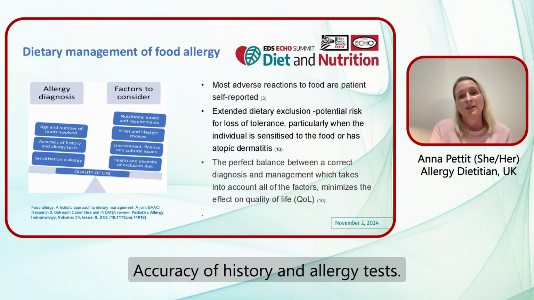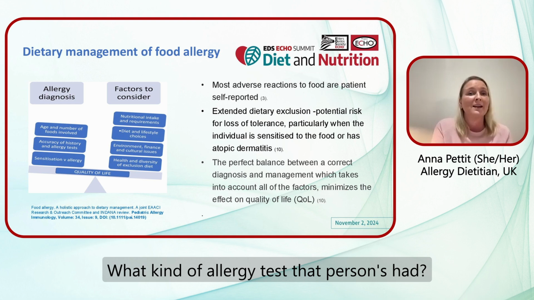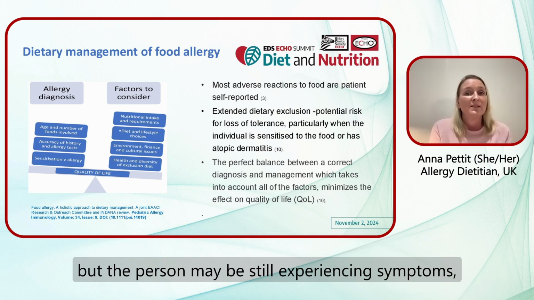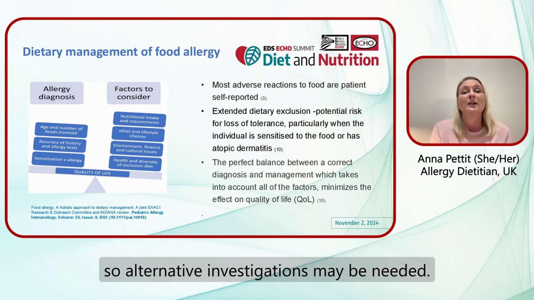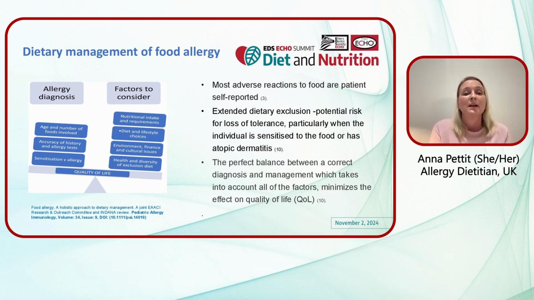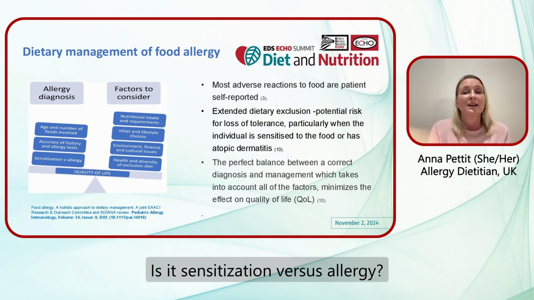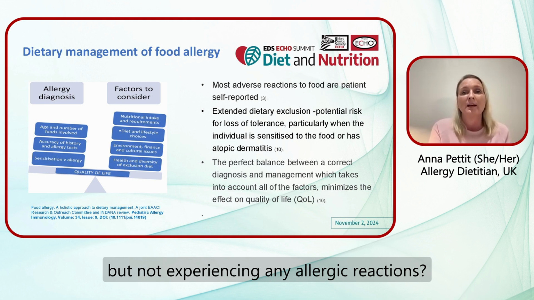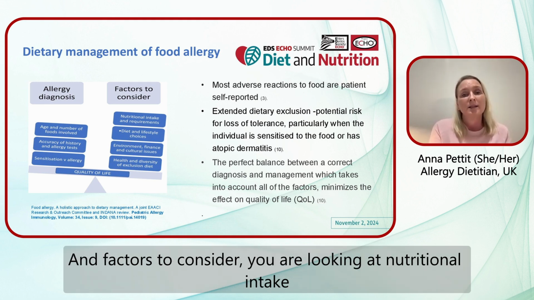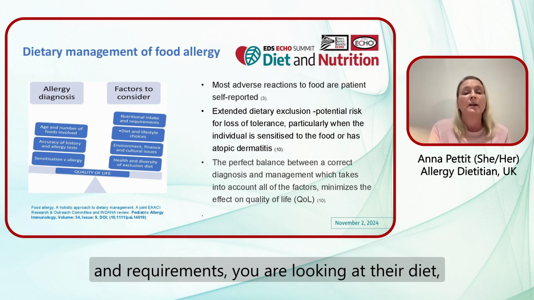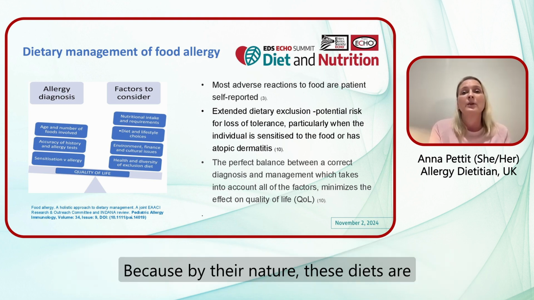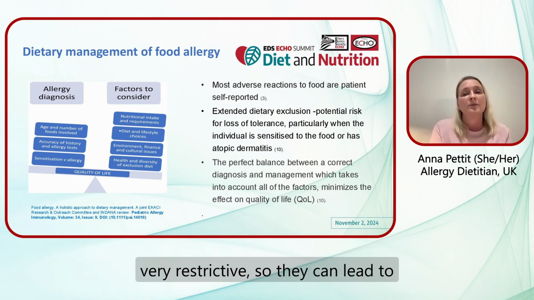Accuracy of history and allergy tests. What kind of allergy tests has that person had? As I mentioned, non-IgE allergies would not come up on tests, but the person may still be experiencing symptoms. So alternative investigations may be needed. Is it sensitization versus allergy? Is that person just sensitized to that particular food, but not experiencing any allergic reactions? And factors to consider: you're looking at nutritional intake and requirements. You're looking at their diet. You're looking at environmental, cultural beliefs, health and diversity of the exclusion diets, because by their nature, these diets are very restrictive.